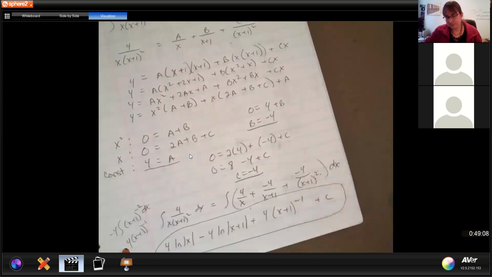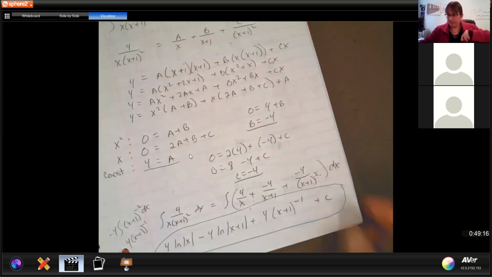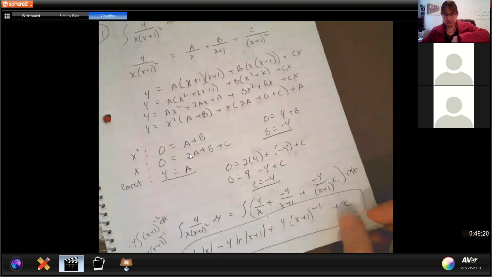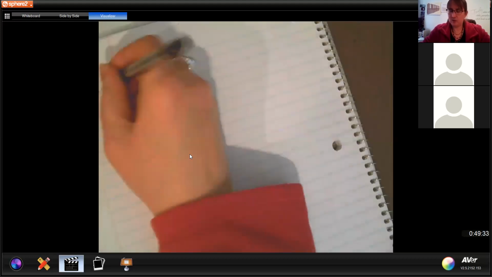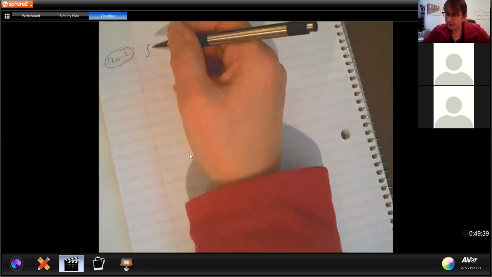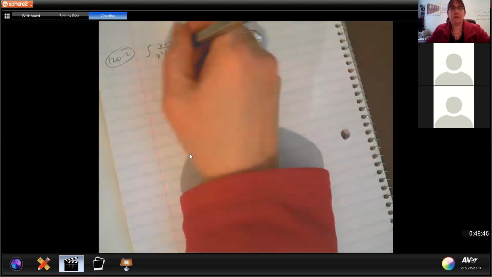Oh, in the book they put it 4 over x. It's the same thing. 4 over x plus 1, or 4 times (x plus 1) to the negative 1. All right, let's do another one. There's only one more in this. So 120-2. We are taking the integral of x plus 1 over x squared. So we have a squared factor, and then we have a non-squared factor.